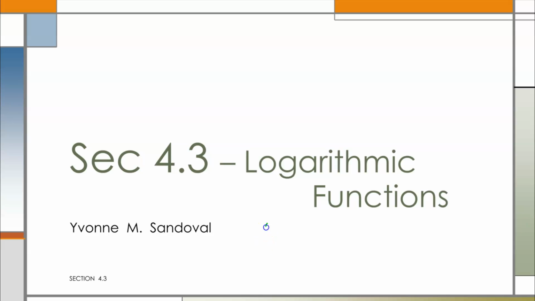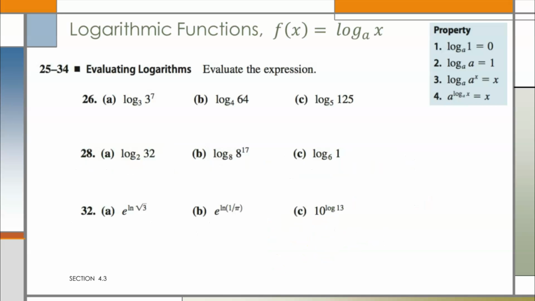Section 4.3, Logarithmic Functions, Part 3. We are still working with the properties.